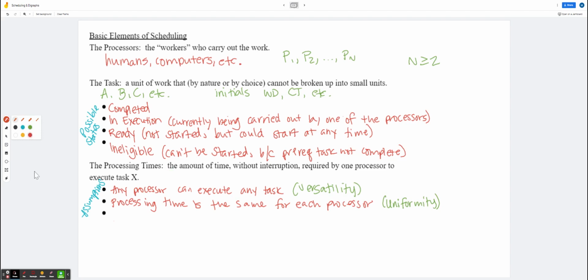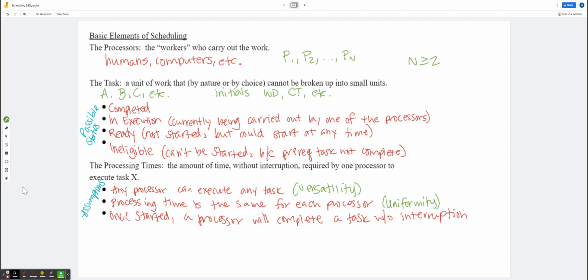And the last assumption is that once started, a processor will complete a task without interruption. So once you start washing the dishes, you're not going to get distracted. You're going to go ahead and continue and complete that task. And we call this the perseverance assumption.